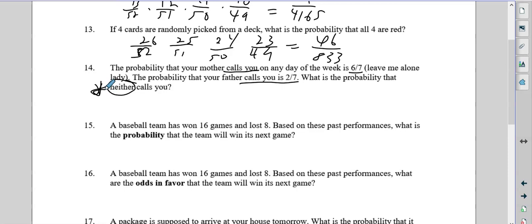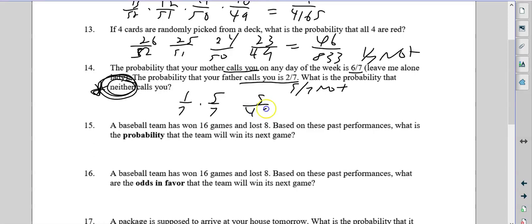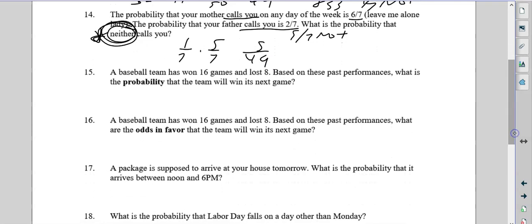6/7 is her likelihood of calling you, which means she has a 1 out of 7 chance of not calling. If he's 2 out of 7 calling you, he's 5 out of 7 not calling. So we need to do 1 over 7 times 5 over 7, because again, it's asking about neither calling. That ends up being 5 out of 49. So you've got to pay attention to the details in the question and not assume what it's asking.